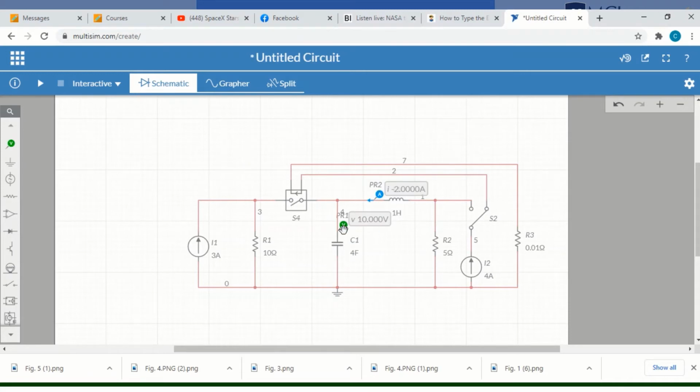So right now I installed a voltmeter across the capacitor, and this will read the voltage across the capacitor. Also, I included an ammeter to the inductor that measures the current going in the leftward direction. Okay. So right now the 4 ampere source is isolated, and the 3 amperes here is the one that is connected to the circuit. So let me run the simulation.